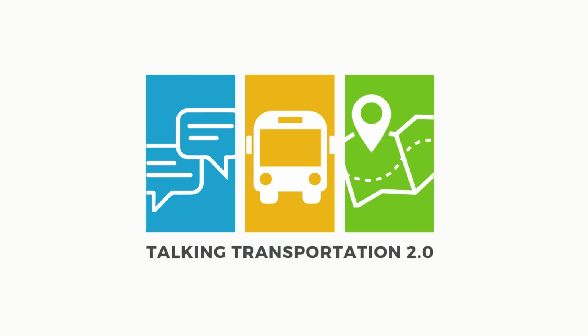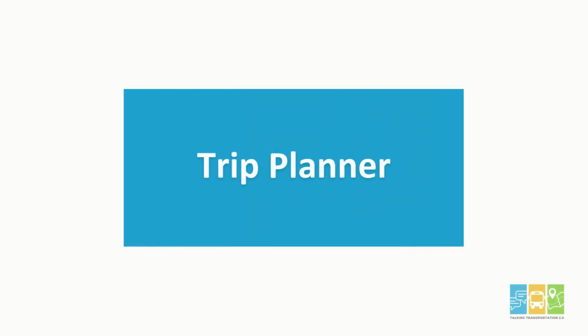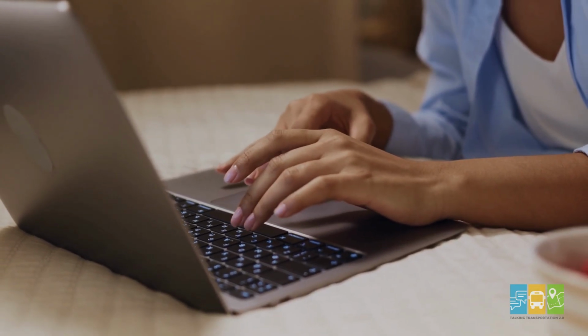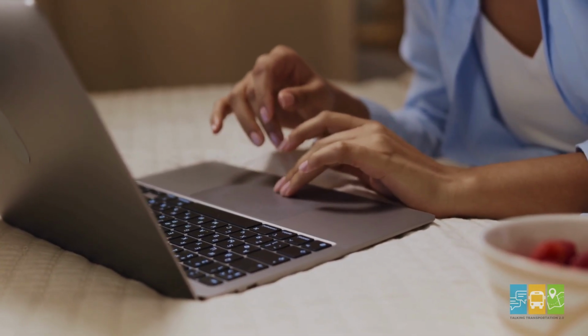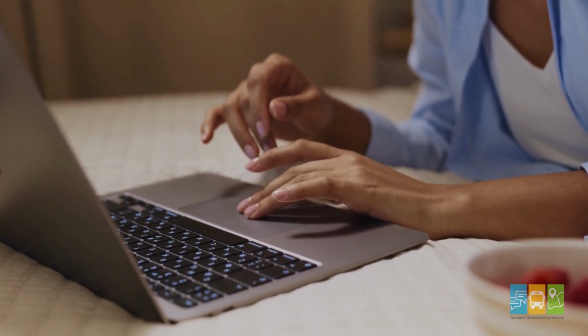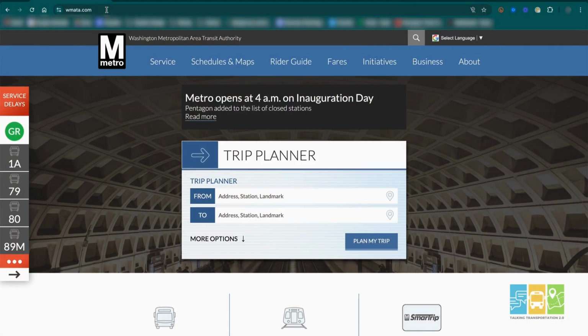This is Talking Transportation 2.0. Today, we're talking about how to use the Trip Planner tool on the WMATA website. I'll walk you through entering your starting location and destination, adjusting time and date options, and customizing routes based on your preferences.